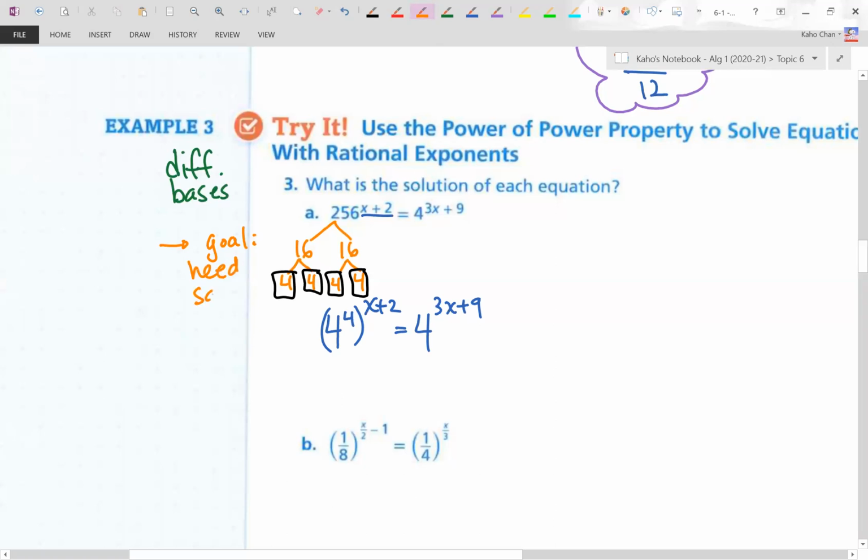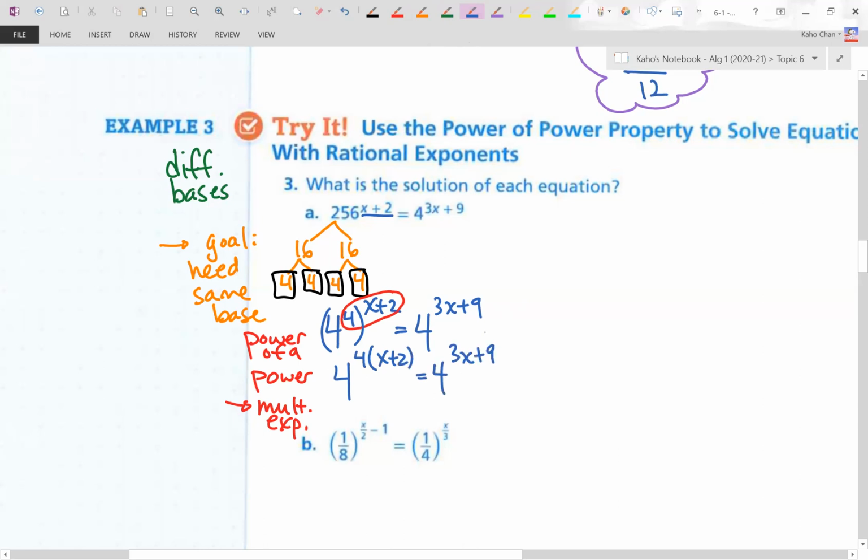Need the same base in order to eventually set the exponents equal to each other. Now, before I do that, though, I have to deal with this 4 to the 4th to the x plus 2. That requires me to apply another property, power of a power, right there. The rule for power of a power is to multiply the exponents. That is the rule. That was from way back earlier. So this is now 4 to the 4 times x plus 2.